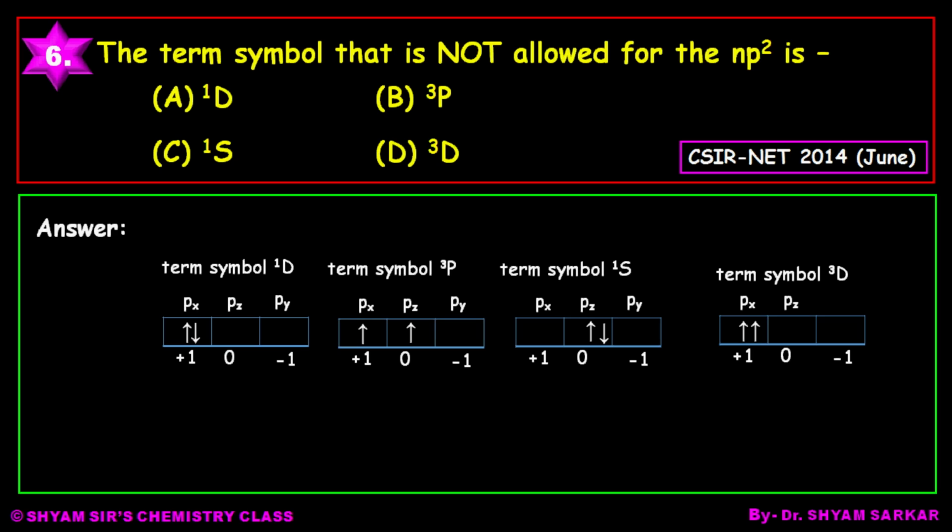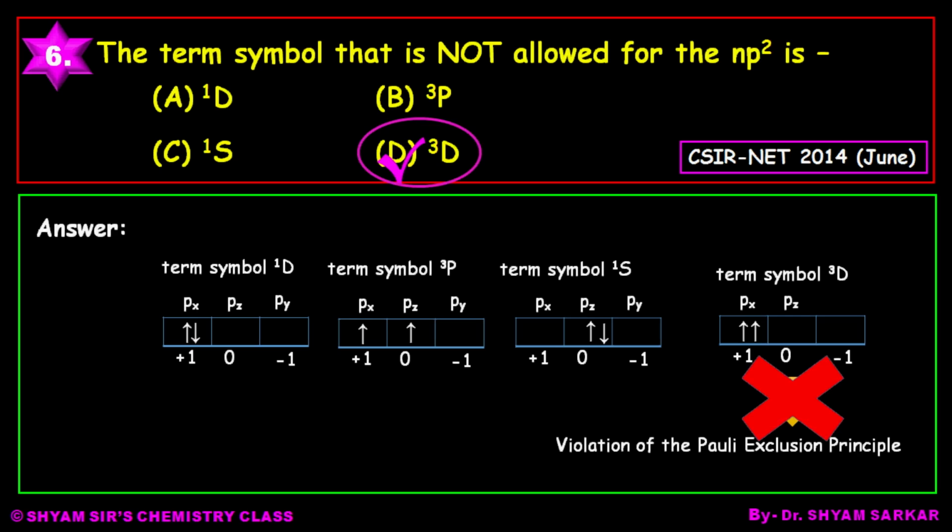So this is the violation of the Pauli exclusion principle, because the Pauli exclusion principle says that 2 electrons in an orbital cannot have the same spin quantum number. If one is plus half, the other must be minus half. That means if one has spin in the upward direction, the other must have it in the downward direction. So option D will not be allowed for the np2 configuration. So here the correct answer is 3D, that is option D.